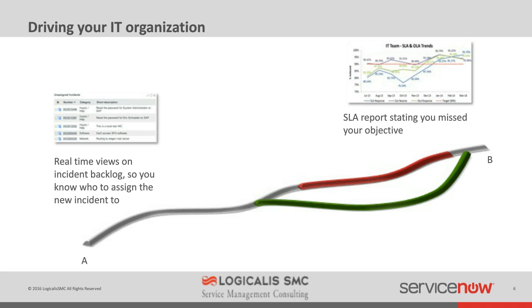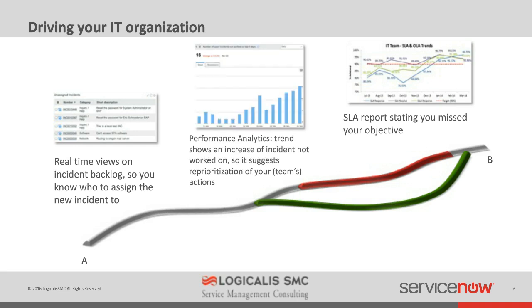So what you would like to have is additional information like the SatNav in your car, showing additional information like the incidents that are not worked on, and allowing you to make a valid decision to say, okay, I need to reassign work to somebody else.